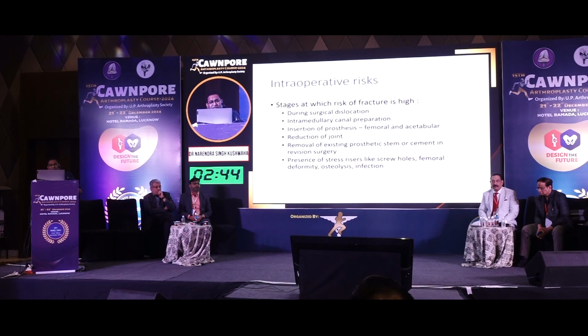Intraoperative risk: the stages at which the risk of fracture is highest are during surgical dislocation, intramedullary canal preparation, insertion of femoral and acetabular components, and during reduction of the joint, removal of existing prosthetic stem or cement in revision scenarios, and presence of stress risers like screw holes, femoral deformity, osteolysis, or infection.